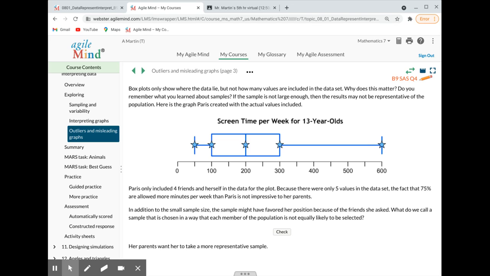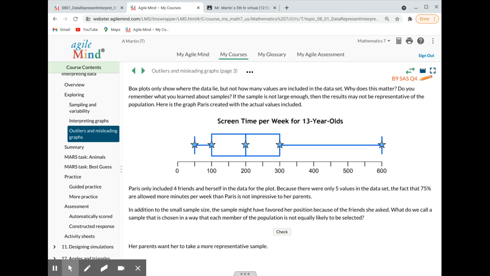What do we call a sample that is chosen in a way that each member of the population is not equally likely to be selected? Her parents want her to make a more representative sample. All right, so a more representative sample, right? Or representative sample.